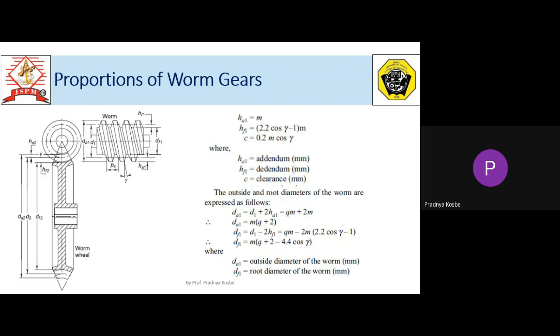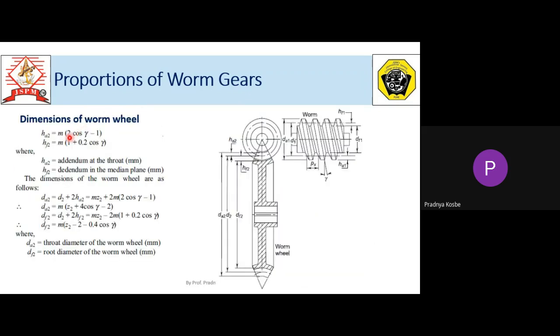Okay. Next to this, dimensions of worm wheel. For HA2, HA2 is the height of the addendum of the worm wheel. The empirical relationship for this is m into (2 cos gamma minus 1), and HF2 is equal to m in bracket 1 plus 0.2 cos gamma. So HA2 is the addendum at the throat and HF2 is the dedendum in the median plane.